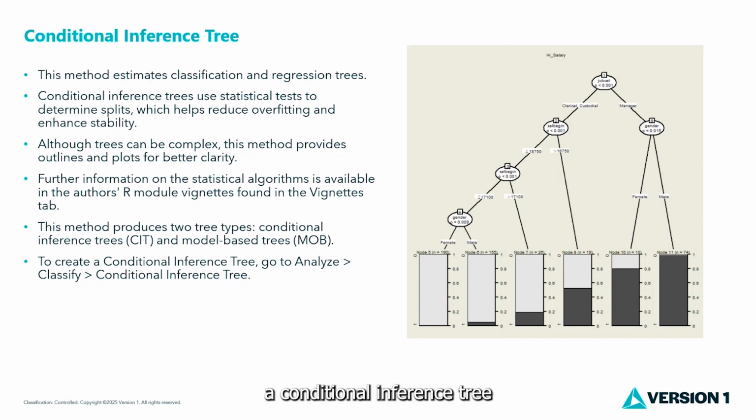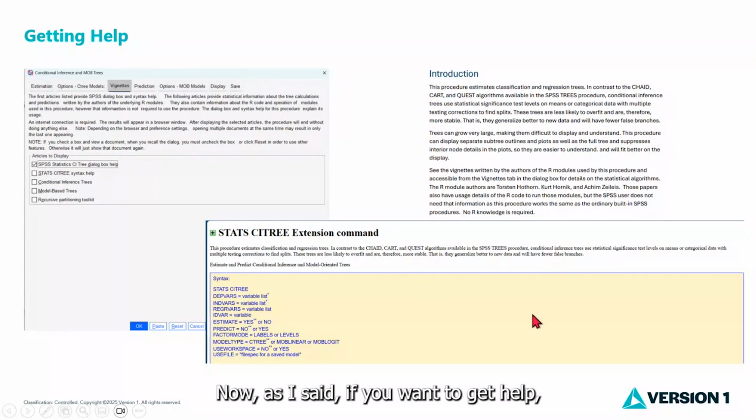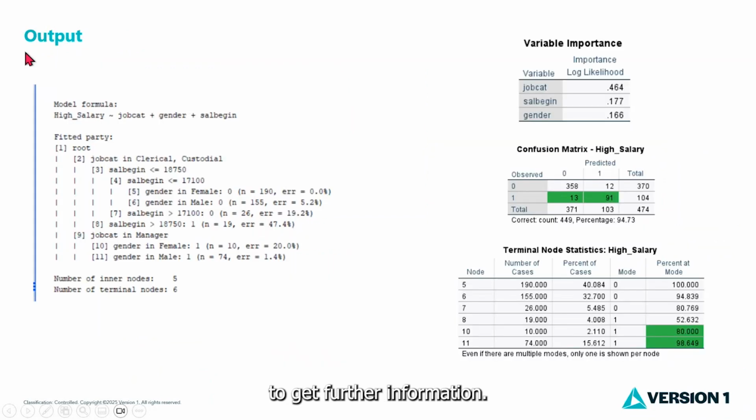Now, to create a conditional inference tree, you can go to the Analyze menu, select Classify, and select Conditional Inference Tree. Now, as I said, if you want to get help, you can open up the Conditional Inference and MOB Trees dialog box and click on Vignettes. And you can click on any of these checkboxes to get further information.